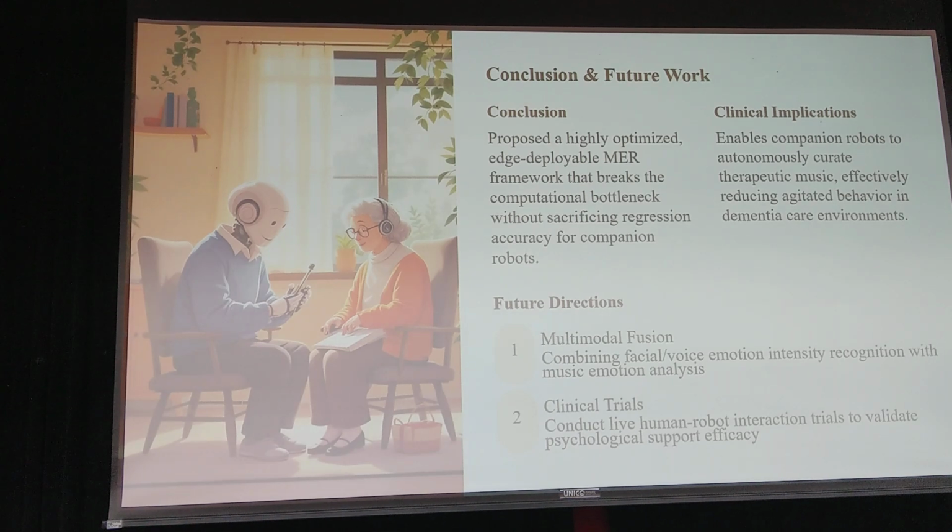Okay, thanks for your great presentation. So predicting valence is significantly more difficult than arousal. How does your multi-branch design, particularly the BiGRU, specifically address this challenge?